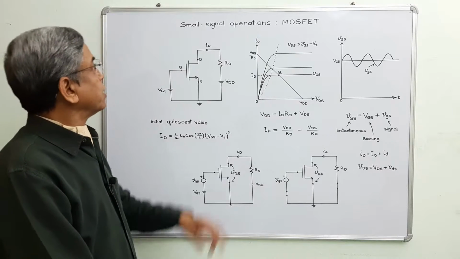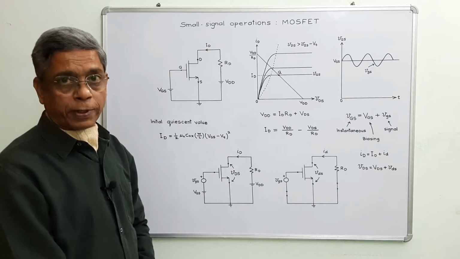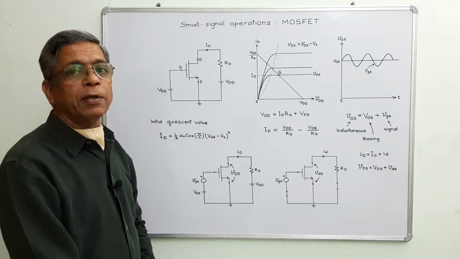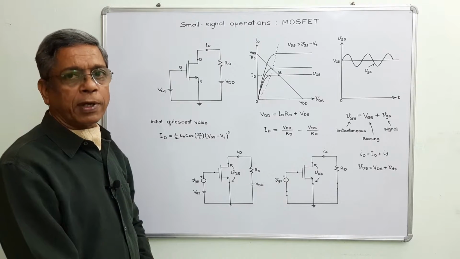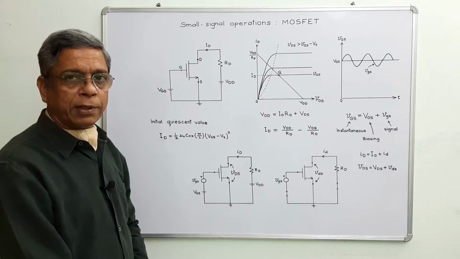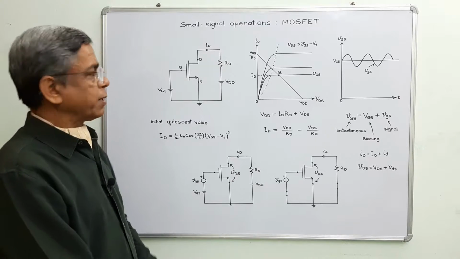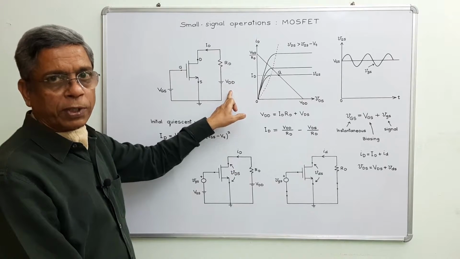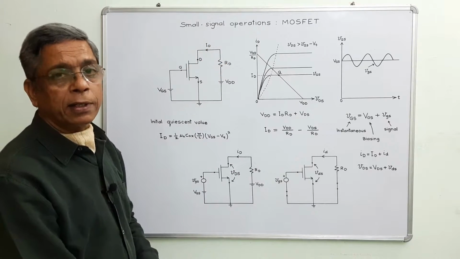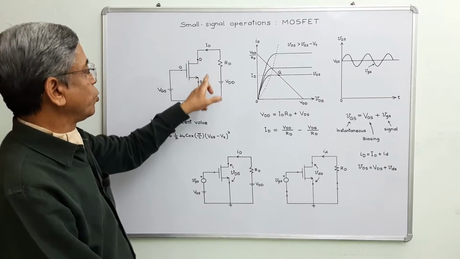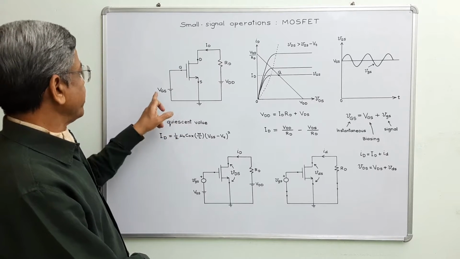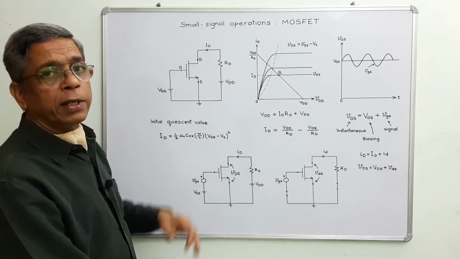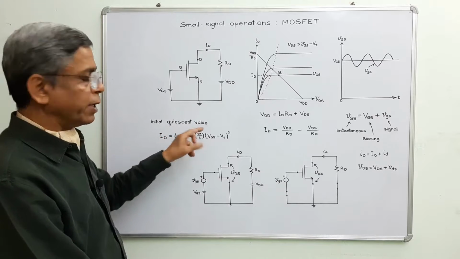So let us start small signal operation for MOSFET. We understand MOSFET is a voltage controlled device. That is why we use DC voltages to bias the MOSFET circuit. This is N-MOSFET. VGS, VDD are biasing voltages. ID is the resulting current passing through the device from drain to source. In fact, VGS, VDD and ID are called initial quiescent values.